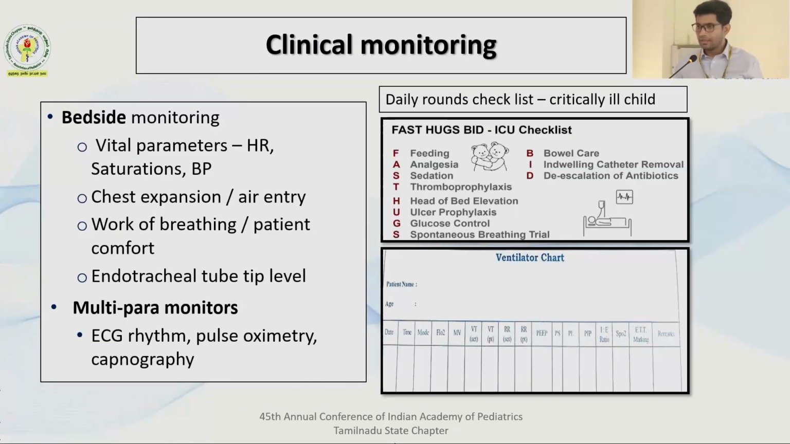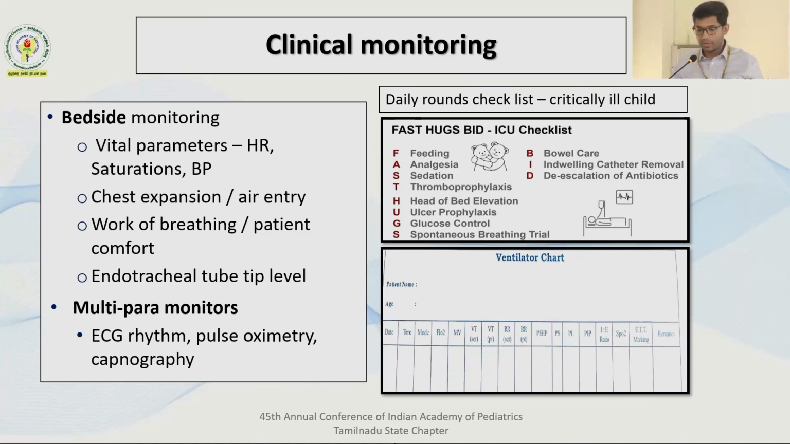Clinical monitoring, again basics, vital parameters like heart rate, saturations and blood pressures, chest expansion, air entry with respect to a ventilated child. The work of breathing and the patient comfort on the ventilator is also important and to be monitored by the clinician at the bedside. Next important thing is the tube tip level, which has to be monitored by the clinician and the nurses as well.